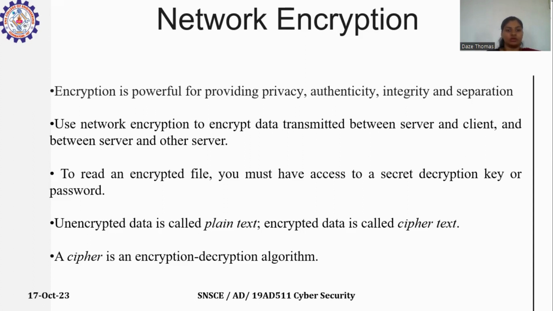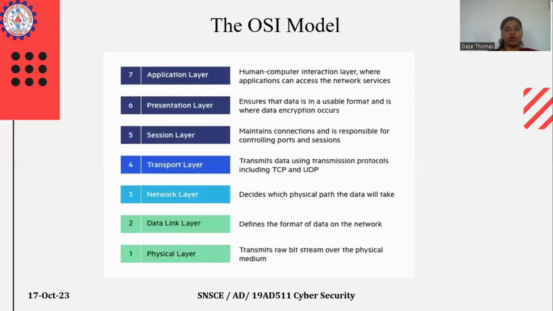Unencrypted data is called plain text. Encrypted data is called ciphertext. A cipher is an encryption-decryption algorithm. Before moving to network encryption, let's see the OSI model of every network.